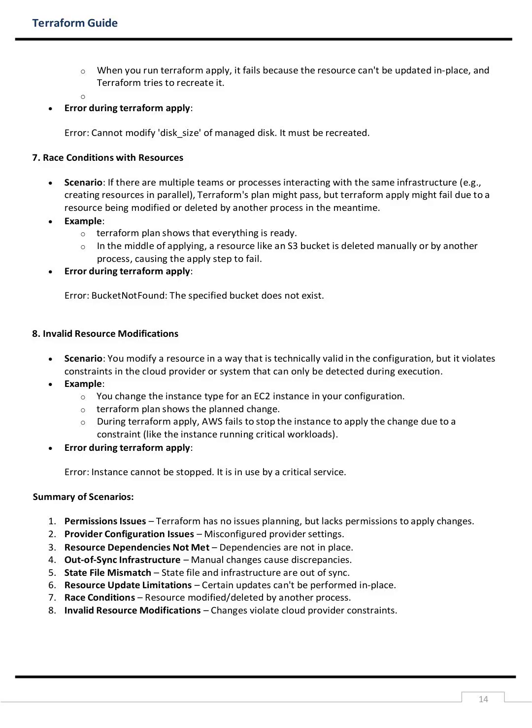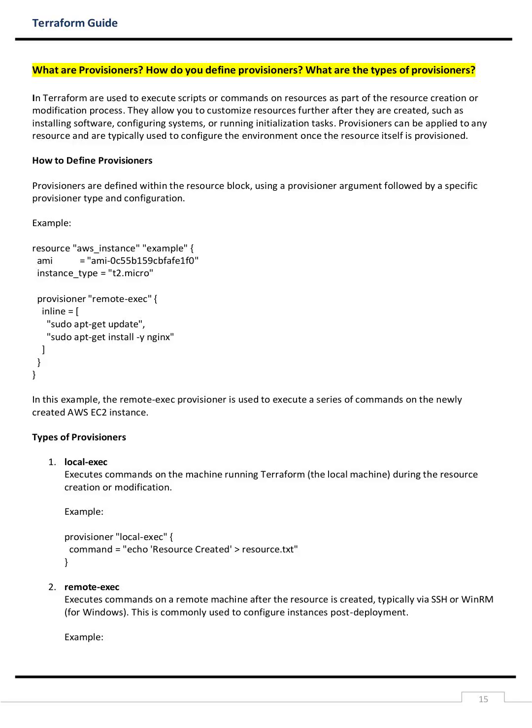14. Terraform guide. What are provisioners? How do you define provisioners? Provisioners in Terraform are used to execute scripts or commands on resources as part of the resource creation or modification process. They allow you to customize resources further after they are created, such as installing software, configuring systems, or running initialization tasks. Provisioners can be applied to any resource and are typically used to configure the environment once the resource itself is provisioned. How to define provisioners?